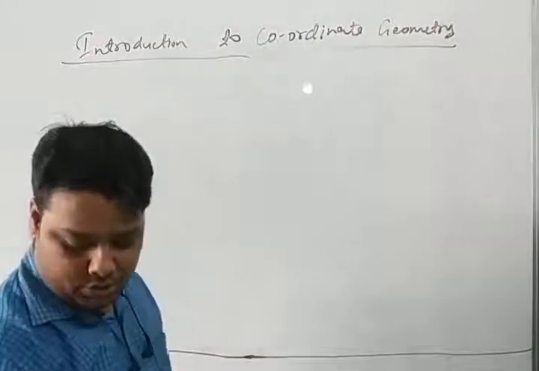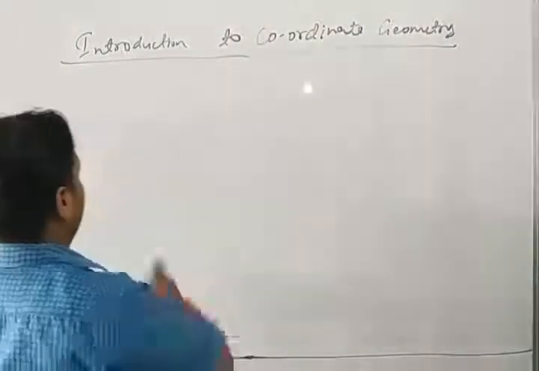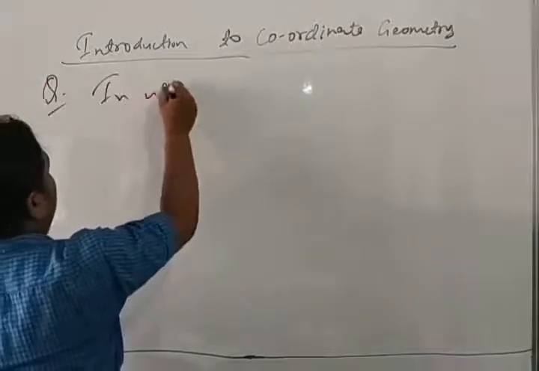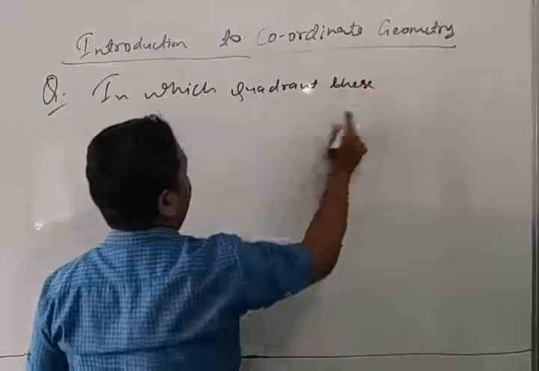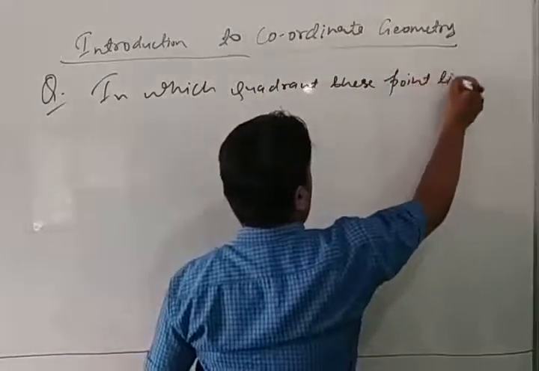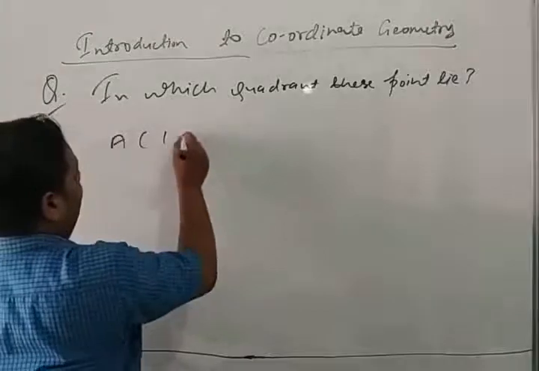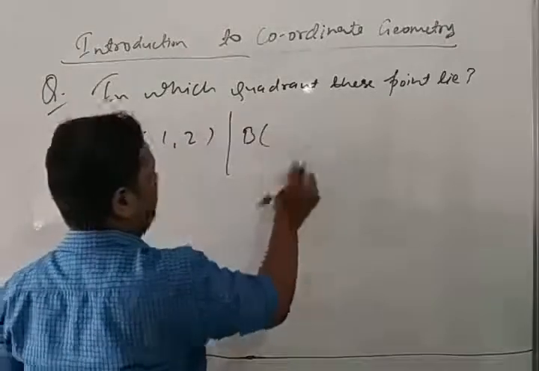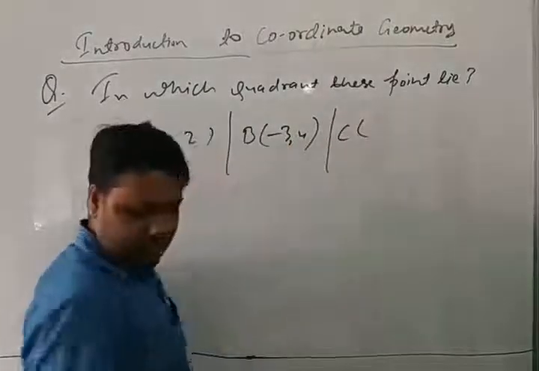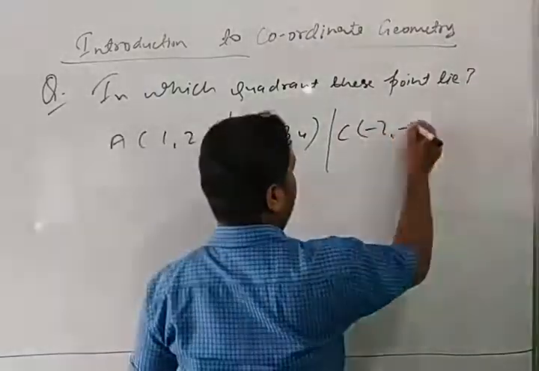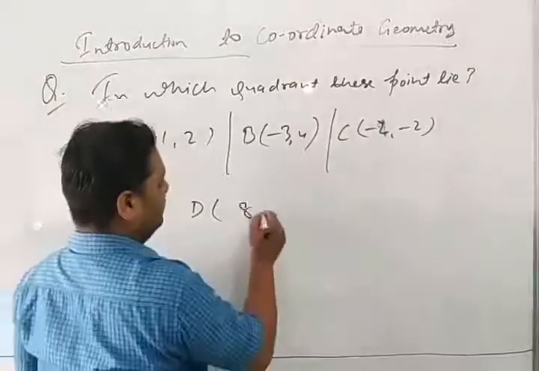Now I am writing the first question on the board. The question is: in which quadrant will these points lie? A (1, 2), B (-3, 4), C (-2, -2), and D (8, -1).